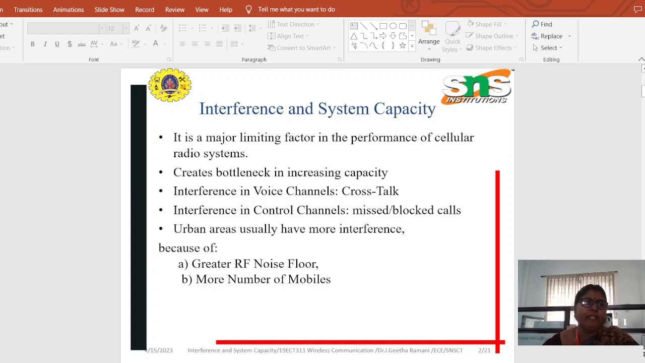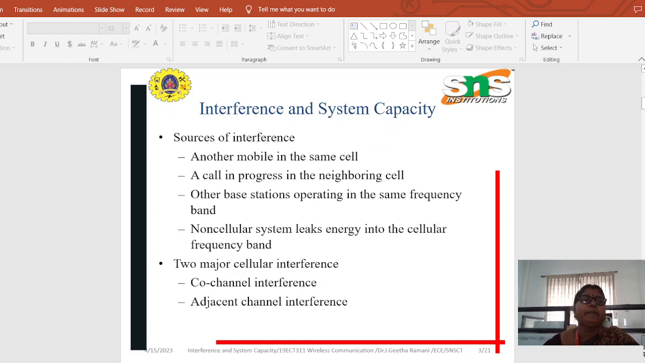resemble the same. And in urban areas usually we have more interference because there are a lot of factors, that is a greater RF (radio frequency) noise floor and more mobiles are available. And the main source of interference is another mobile in the same cell. Then there may be interference created between these two mobiles. And sometimes a call is in progress in the neighboring cell instead of the current cell. That will also create interference.